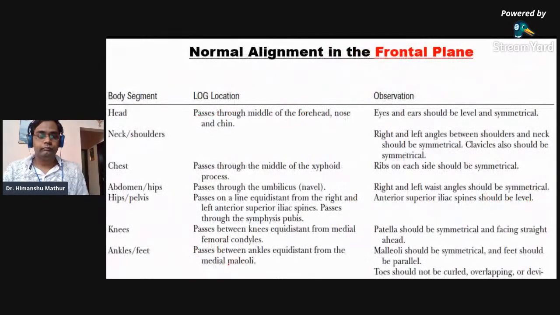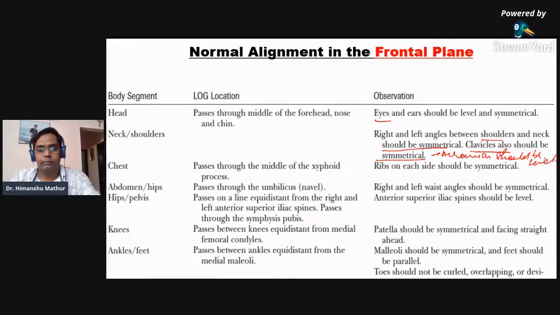Fine. Now, normal alignment in the frontal plane: we all know that the LOG passes through the middle of the forehead, nose and chin. So observation is eyes, ears should be level and symmetrical. We have already talked about it yesterday, so I'll just be reading it out. For the neck and shoulders, the right and left angles of the shoulders and the neck should be symmetrical. Clavicles should be symmetrical. Also, the acromion should be at level.